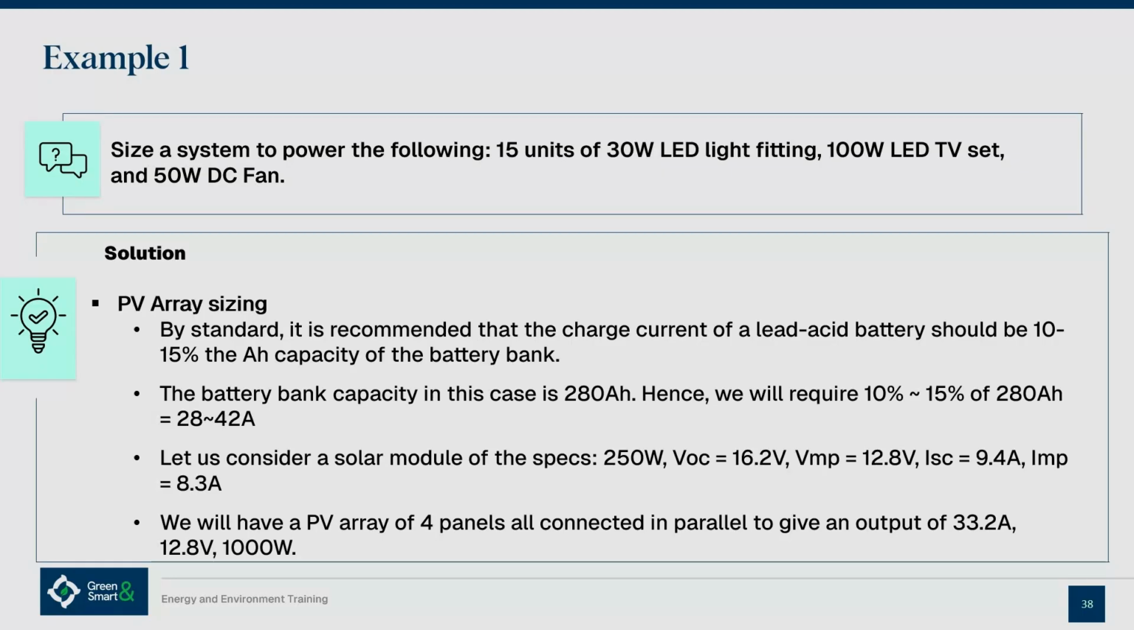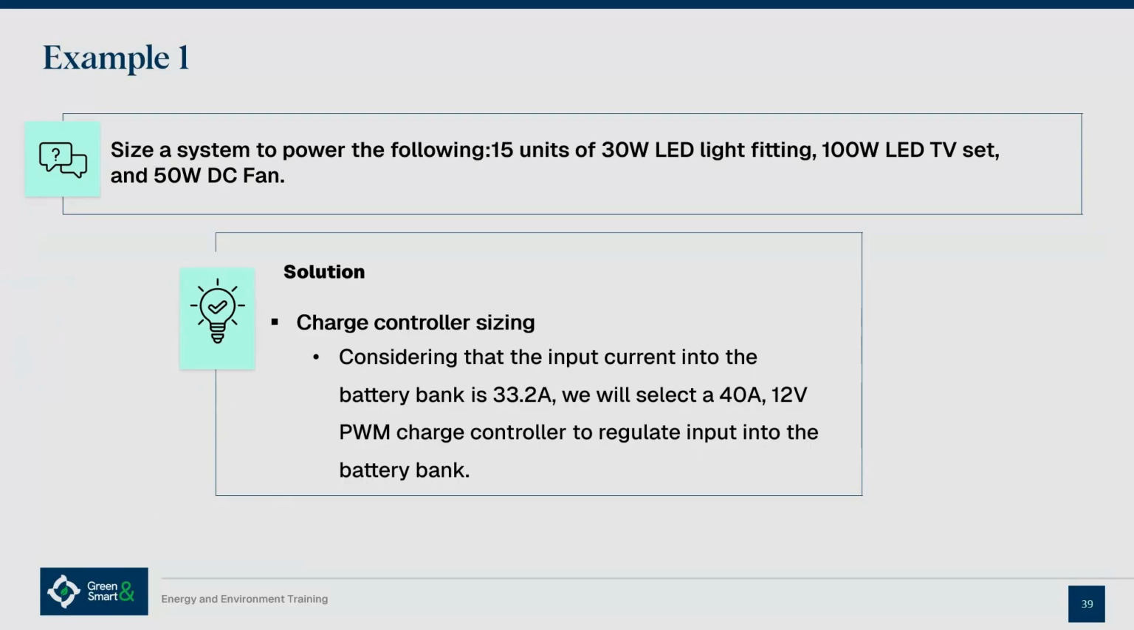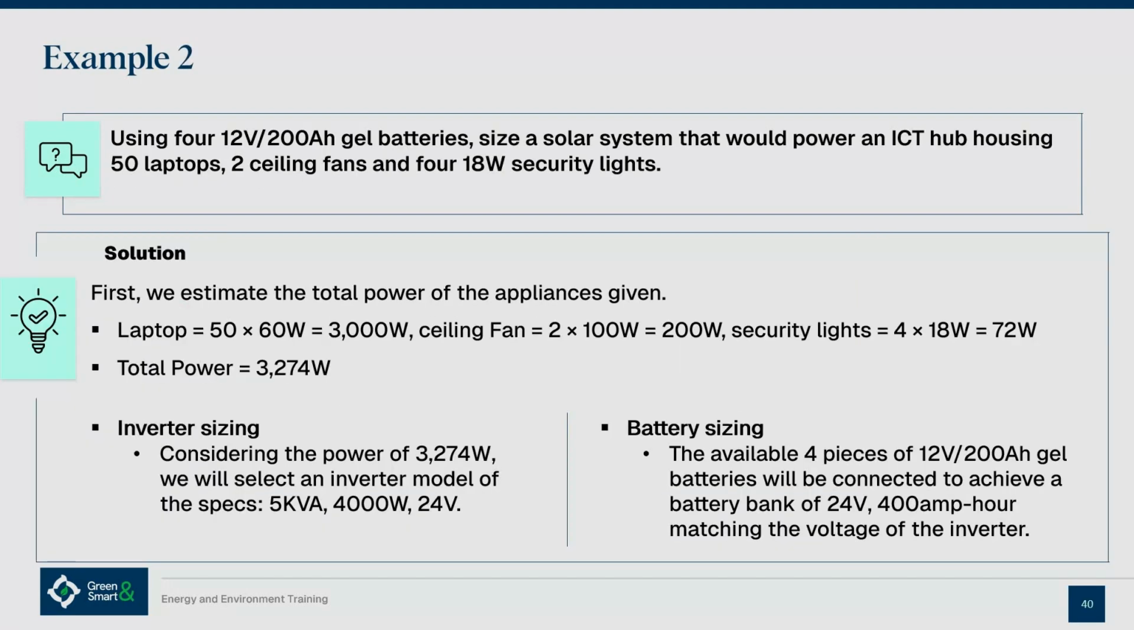To size the charge controller, we consider the input current into the battery bank, which is between 28 amps to 42 amps, and from our calculations, it is 33.2 amps. Therefore we will select a 40 amp, 12-volt PWM charge controller to regulate input into the battery bank. Let's look at another example.